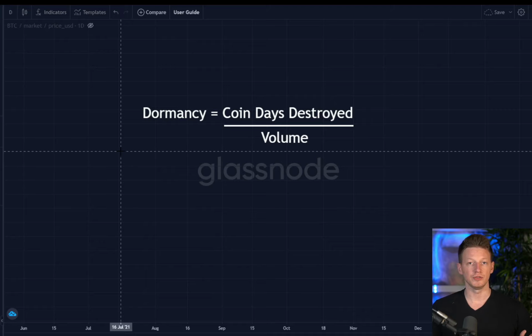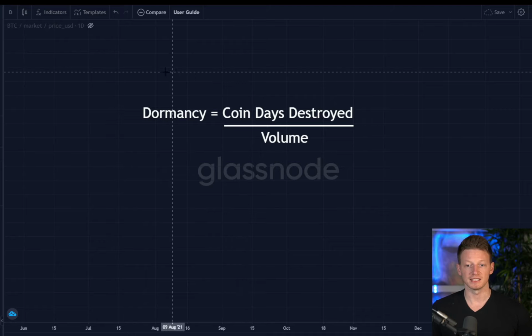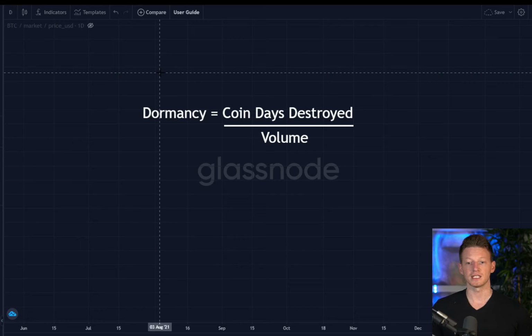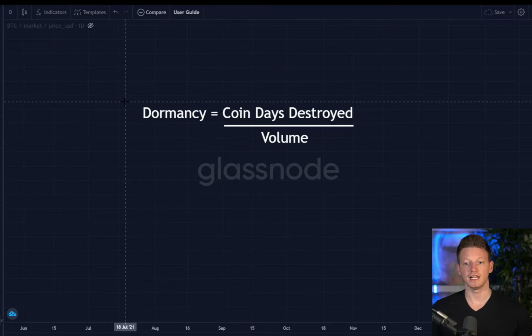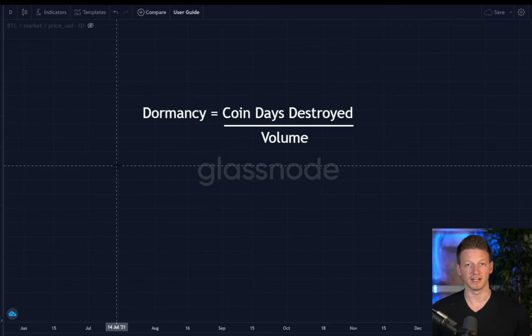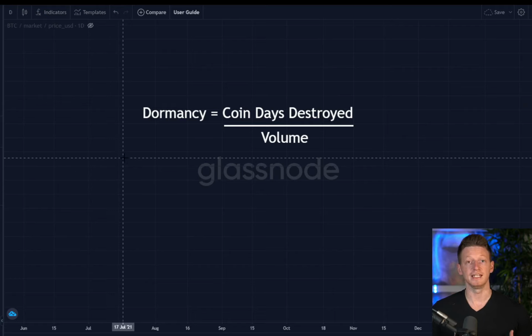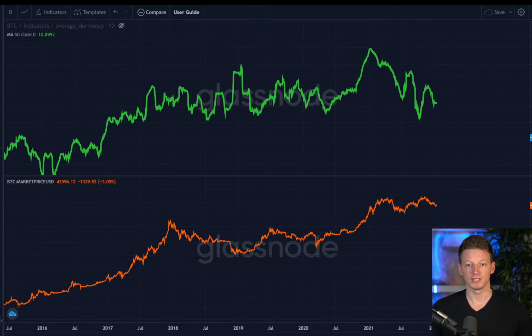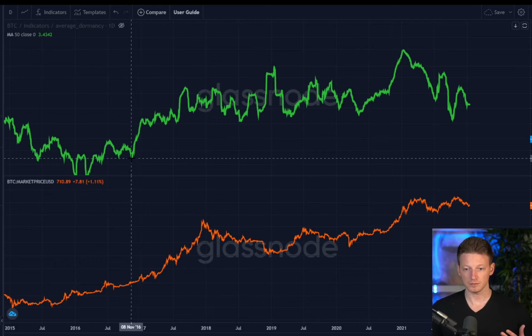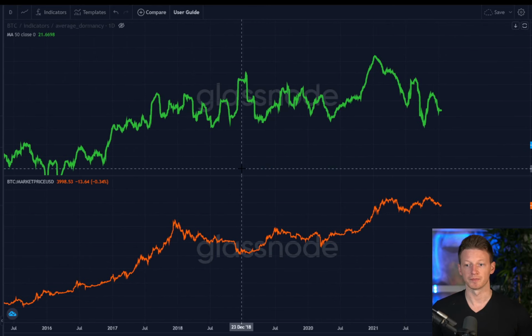And the reason that you want to know this is because it tells you basically, are long-term holders holding their coins or are they moving them? If you have a low dormancy value, that is typically a very bullish sign. It indicates that long-term holders are accruing the asset. And when you have a high dormancy, we'll take a look. So this is your dormancy value.